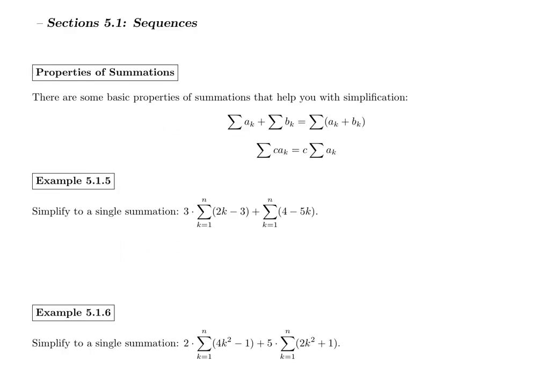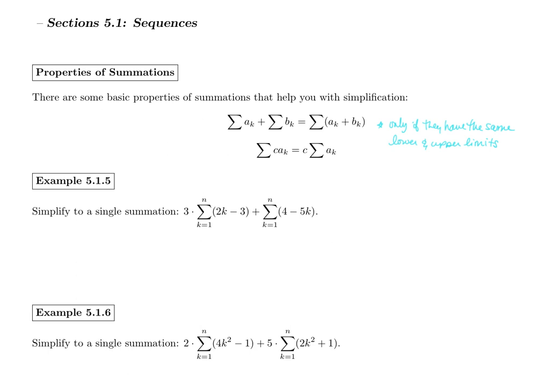Summations come with their own special set of properties too. So here are some of our basic properties. If we have a sum of a sub k plus a sum of b sub k, if they have the same lower and upper limits, then we can just add them up together in one summation. And if we have c times a sub k and it's summed up, we can remove the c to the outside. So what does this look like if we want to apply it to a problem?